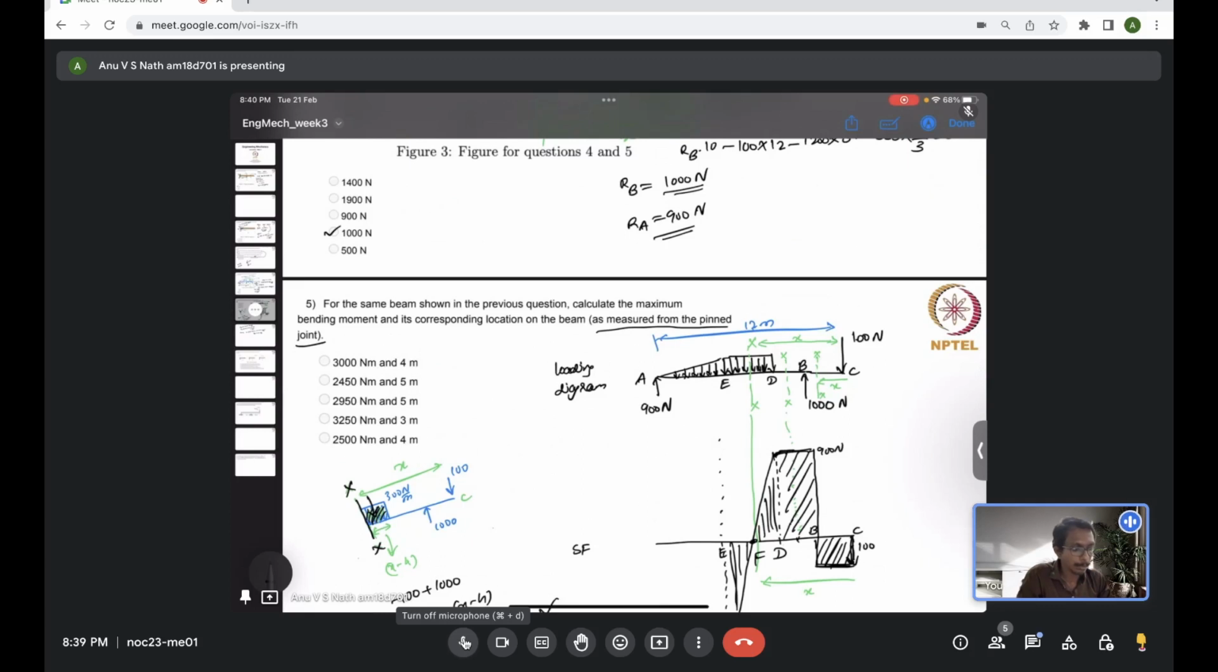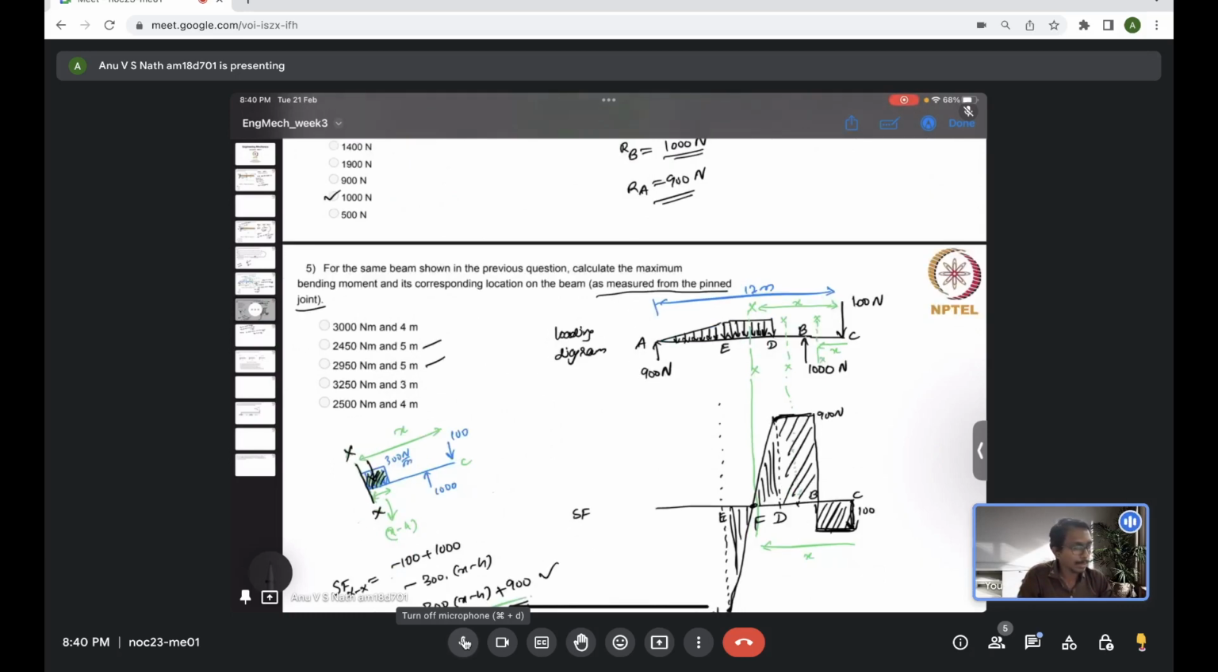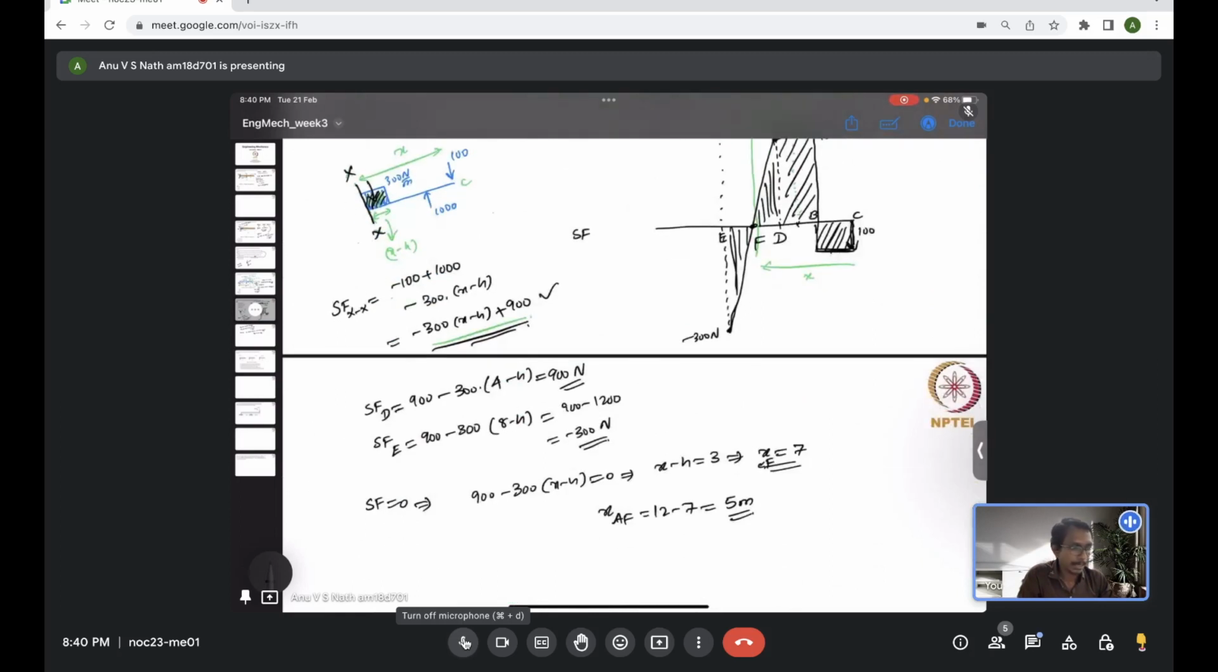Now if you come back to the options, you have two options with the 5 meter location supposed to have a maximum bending moment. So now we have to find what the maximum bending moment value is to finalize which option is correct. We can either continue plotting the shear force diagram, or we can move forward to draw the bending moment diagram, or you can actually skip plotting the bending moment diagram also, because now you know the location F. You just need to evaluate the total bending moment at the location F.